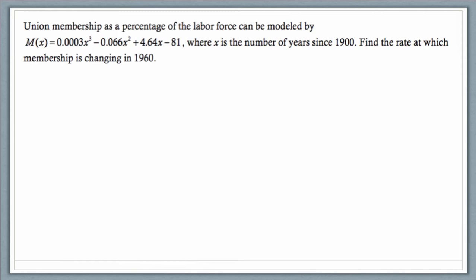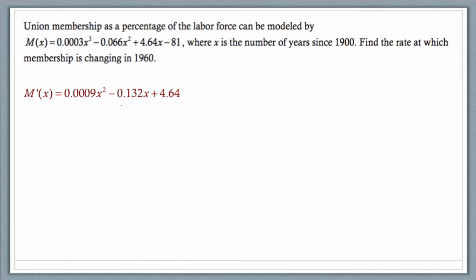So the first thing that we need is to find the rate that membership is changing. When we have a function, the rate at which a function is changing is its derivative. So we're going to find the first derivative by taking the derivative of the function that we were given. Here I just used the power rule and I was able to find the derivative fairly easily.